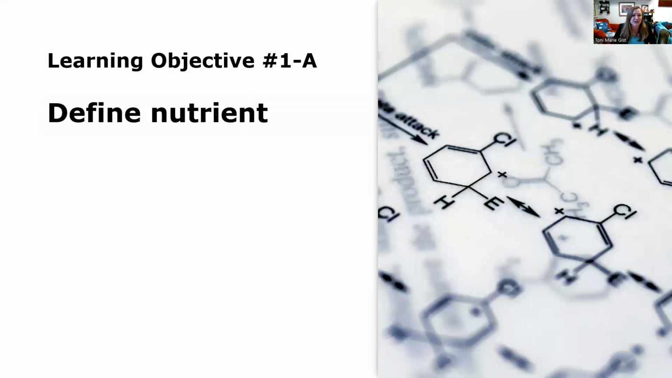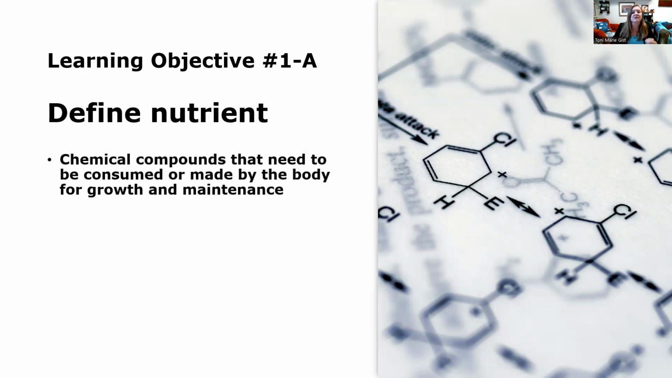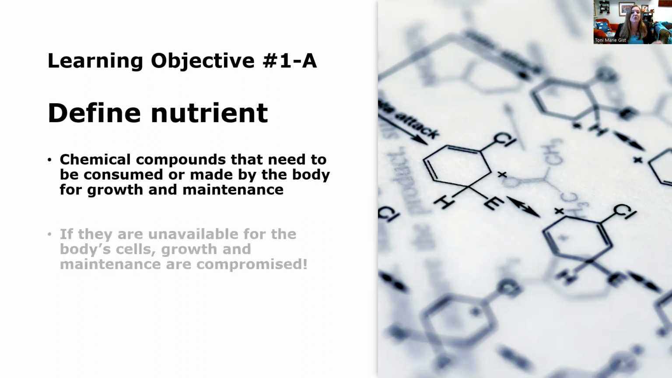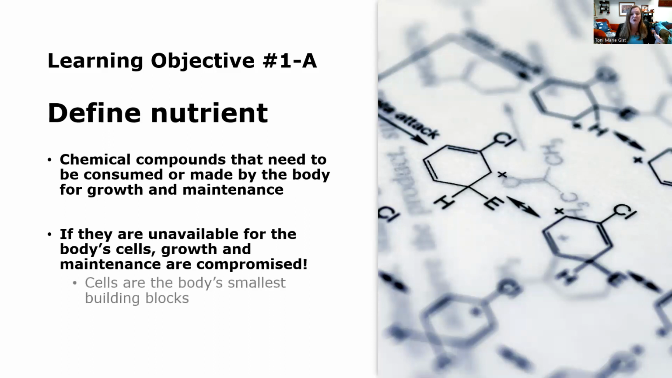With this first learning objective, for us to discuss nutrients, we have to define what they are. Nutrients are chemical compounds that need to be consumed. We need to either eat it in a foodstuff or drink it, or it's made by the body, and it's needed for growth and maintenance. If a nutrient is unavailable for the body's cells, growth and maintenance are compromised. This is not good because we want to make sure that these small building blocks we call our cells have what they need.